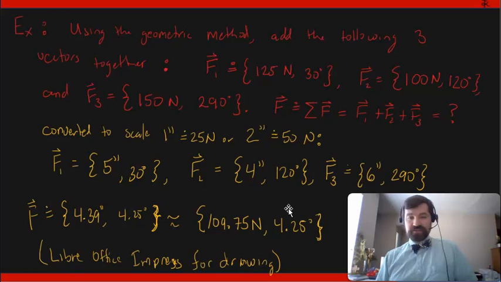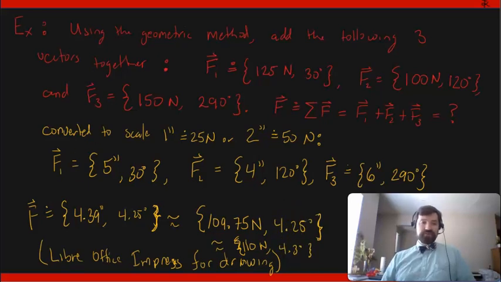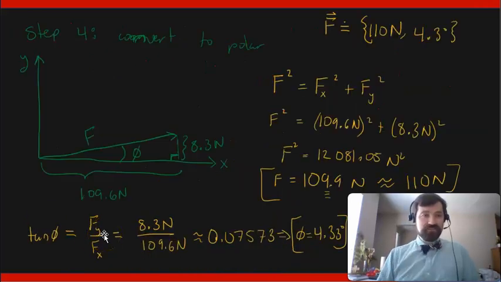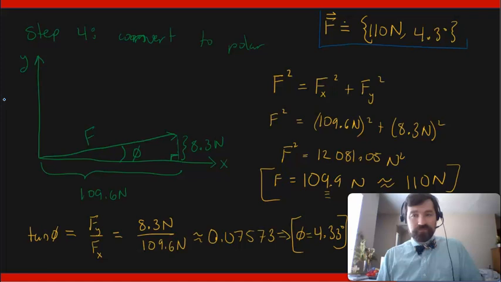So if I round this off to 2 significant figures, this is approximately 110 newtons, comma, 4.3 degrees, in good agreement with the result that we got at the end of the calculation that I did for today's example. So, that is an example.